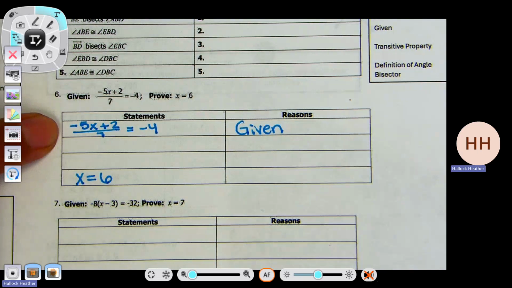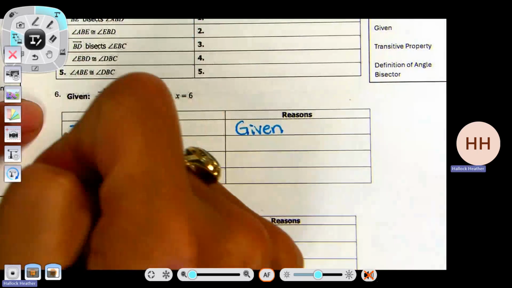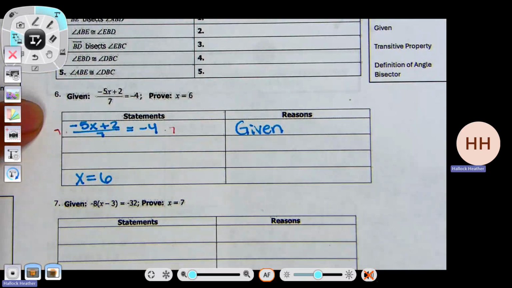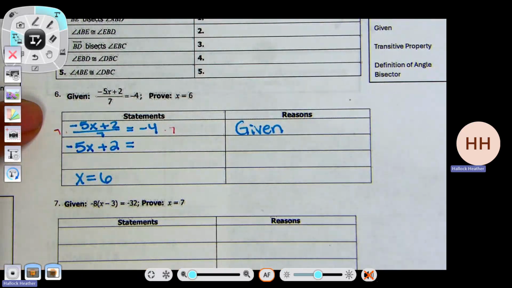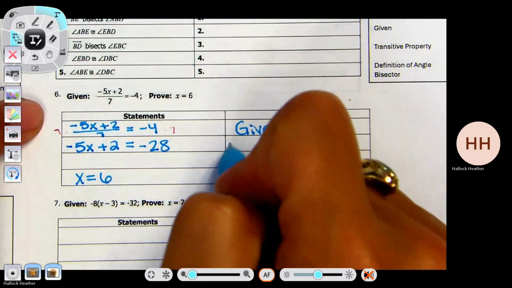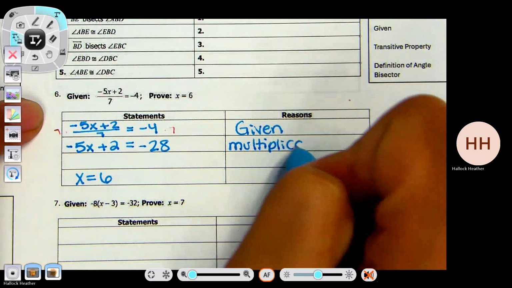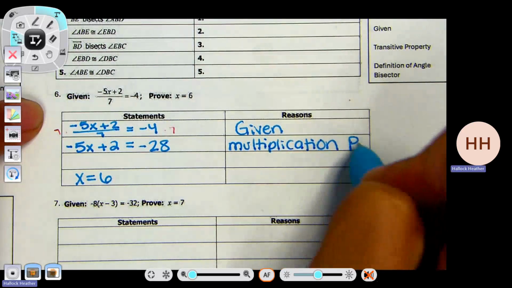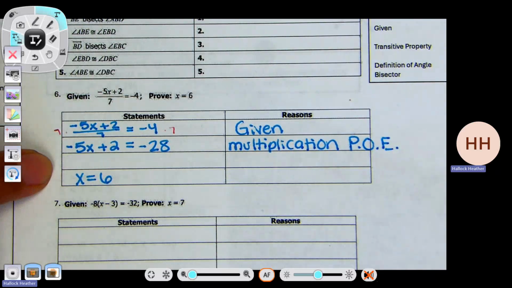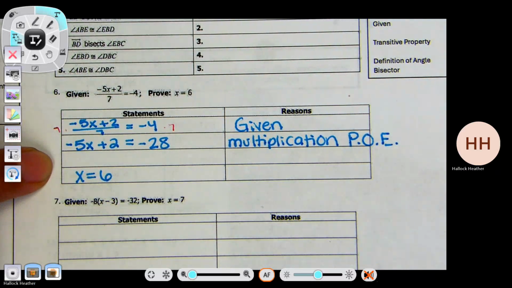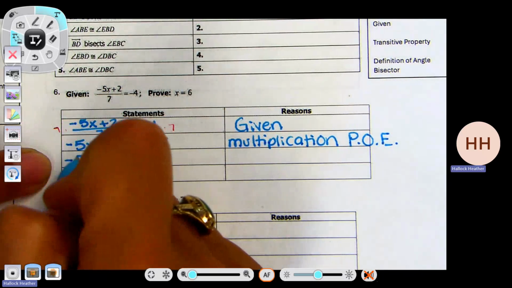Okay. So now from back in the day, 20 days ago, thanks to the hurricanes, what would be the first step for this? Multiply, because you've got to get rid of the 7 technically. Don't actually write that, but you're getting rid of the 7. So you have negative 5x plus 2 equals what? Negative 28. And what did you do to get negative 28? Multiplication, technically property of equality. So I'll just put POE, property of equality. Now, what would you have to do to both sides? Subtract 2. So I would have negative 5x equals what?